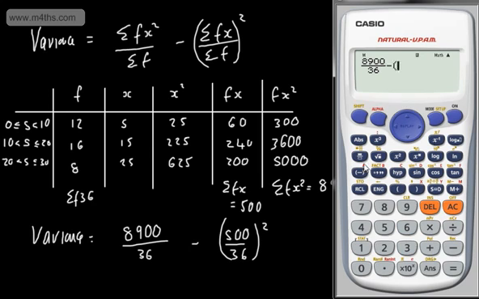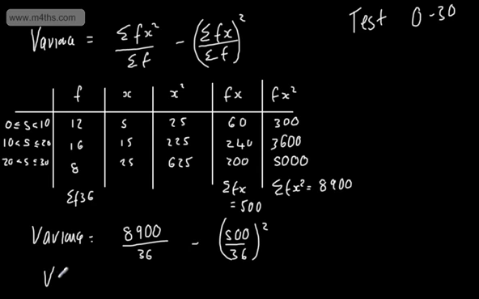500 over 36, let's just check I've got all this plugged in. 500 over 36, that looks pretty good, and we'll square that. So what's that give me? That gives me 54 point, let's say 54.3. So the variance is 54.3, to 3 significant figures.